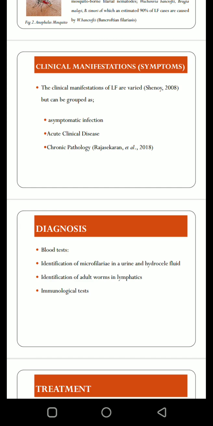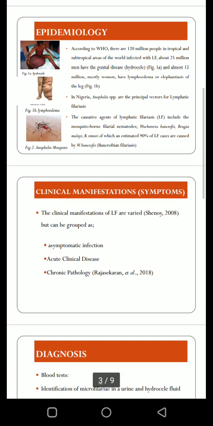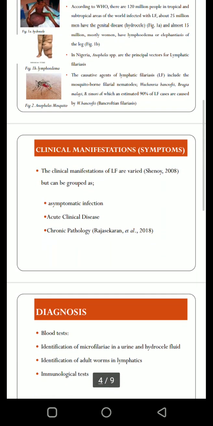Now the chronic pathology, this is where you get to the worst parts of the disease. Like you have the lymphedema, the genital disease, the swollen scrotum, and the like.